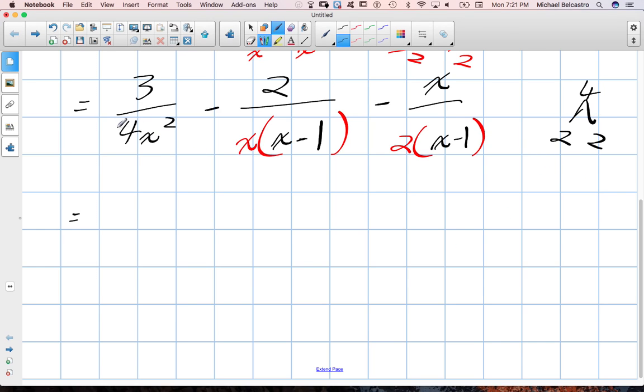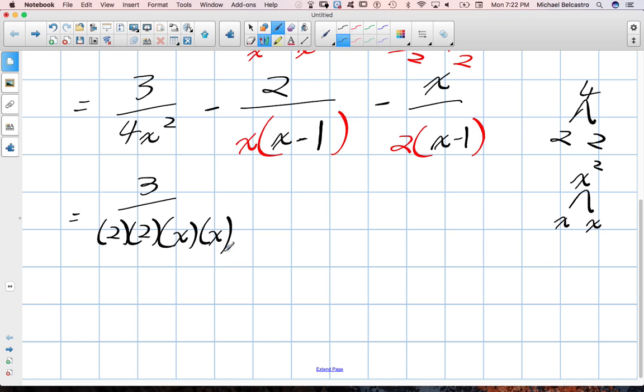So I'm actually going to break 4 into 2 and 2. Our numerator we're going to leave the same, it's 3. 4 becomes 2 times 2. And x squared, well, x squared we can break into factors too: x and x. So I'm going to write it as x and x. Now these would be considered the prime factors of this term here.